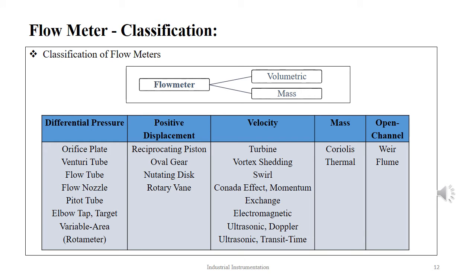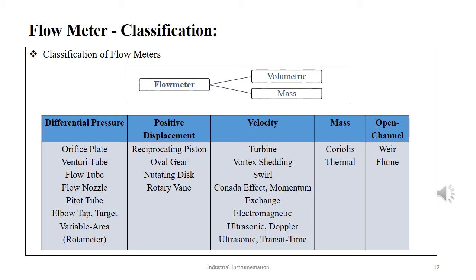Here we'll have a brief understanding of how flow meters are classified. Basically, all flow meters can be broadly classified as volumetric flow meters and mass flow meters. Furthermore, they can be categorized as differential pressure flow meter, positive displacement flow meter, velocity flow meter, mass flow meter, and open channel flow meter. When we speak about differential pressure flow meter, it can be orifice plate, venturi tube, flow nozzle, pitot tube, elbow tap, target flow meter, and variable area flow meter.